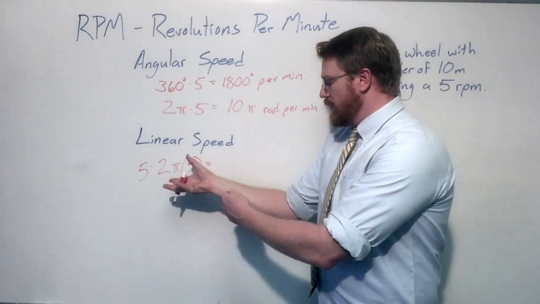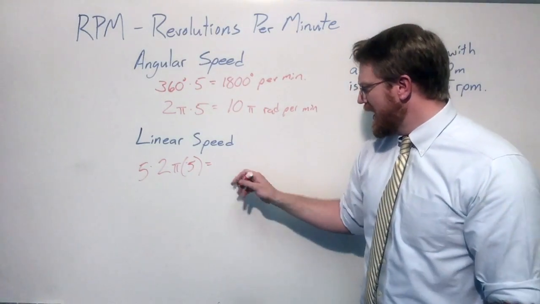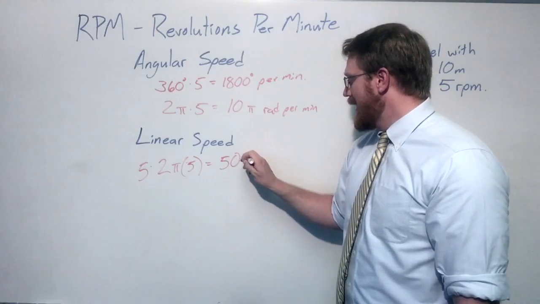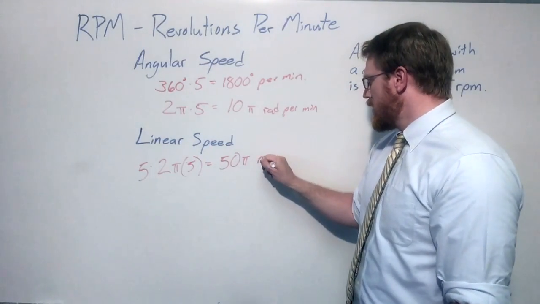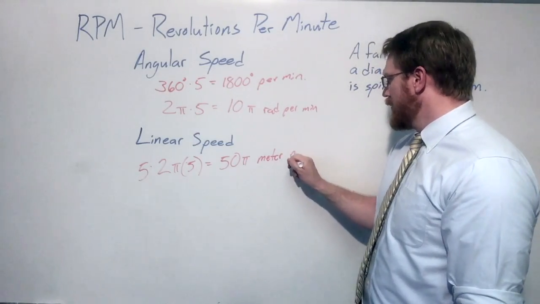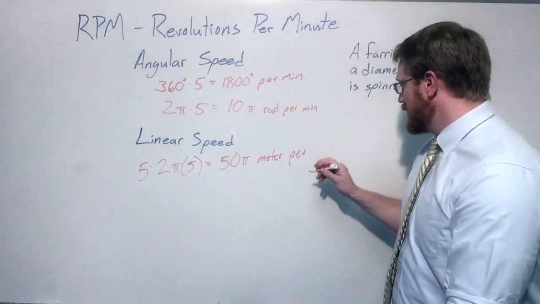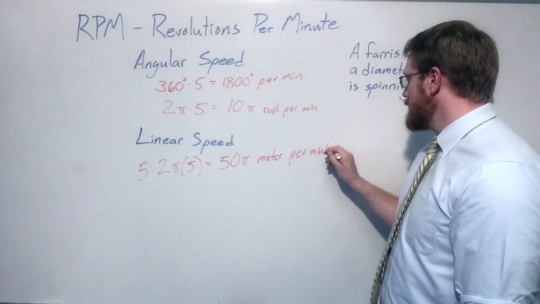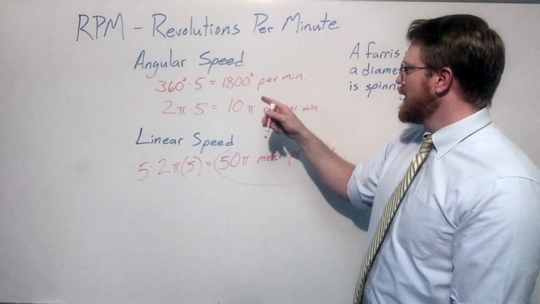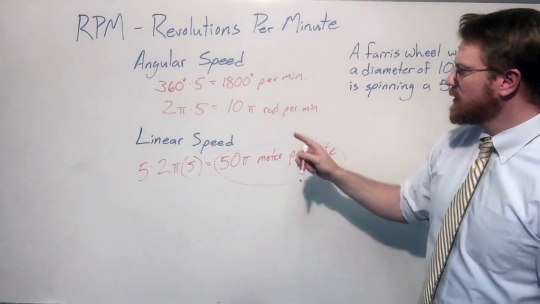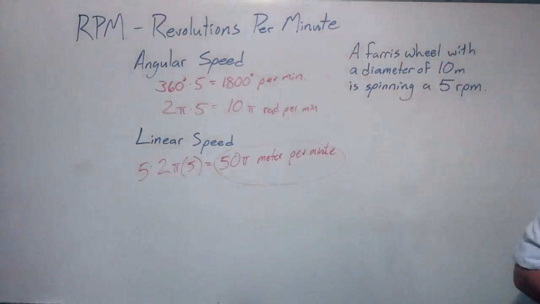I lump up all those coefficients together. 5 times 2 times 5 is going to give me 50 pi. And make sure I get my units right. My radius was in meters per minute, because that was my revolutions per minute. And so those are my 2 answers for linear speed, or my degree angular speed, or radian angular speed.